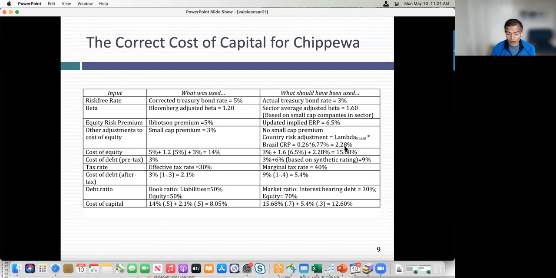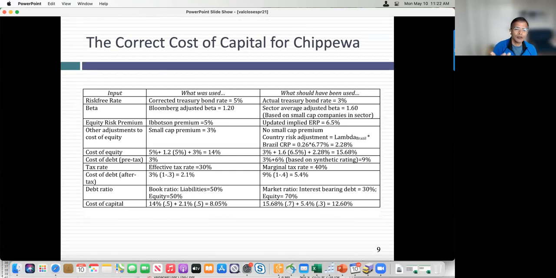For the cost of equity, I got a much higher cost of equity simply because I'm using numbers that are better reflections of the company, 15.68%. For the cost of debt, I came up with a synthetic rating. The synthetic rating was awful for the company. I gave them a default spread of 6%, 9% pre-tax cost of debt. I used the marginal tax rate. That's the other thing I forgot. He used the effective tax rate, but for debt, it should always be the marginal tax rate because you save interest at the margin, giving me a lower cost of debt. And I used market value weights, and I get a much higher proportion of equity and a cost of capital of 12.6%, not 8.05%.